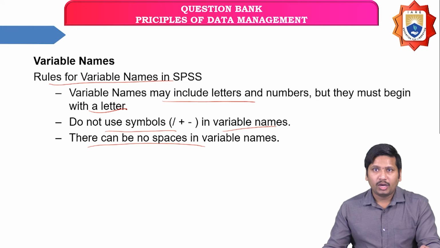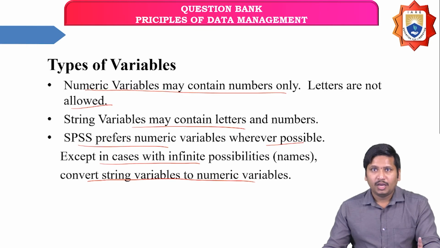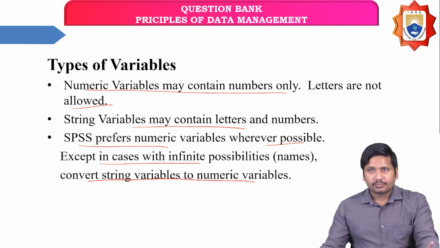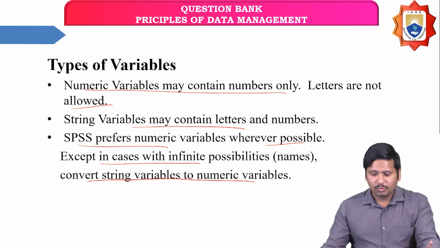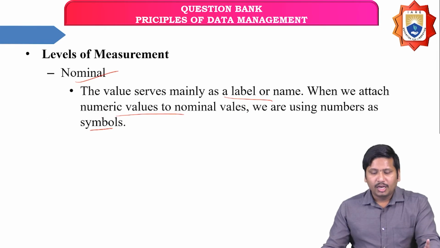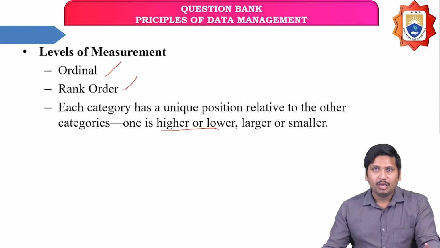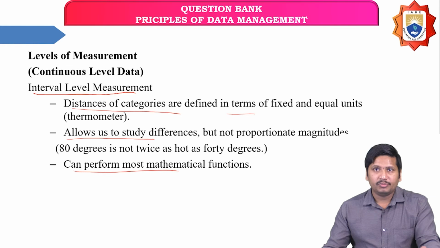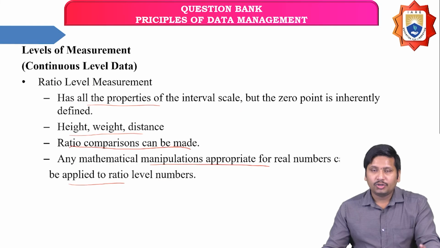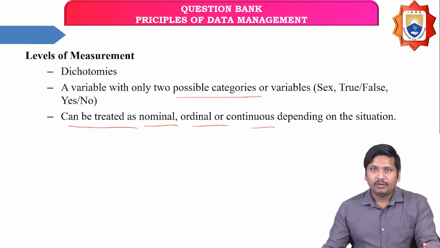For variables, we have to follow some rules for creating them. The variable name should start with a letter, and numbers can follow, but it should not begin with a number. And types of variables will be based on SPSS, what we call. And the levels of measurement: the nominal level, where the value serves mainly as a label or name, and the ordinal level, which is rank order, the categories having a unique relative position. For continuous levels of measurement, the interval level is one, and the ratio level is another, and another type is dichotomy.